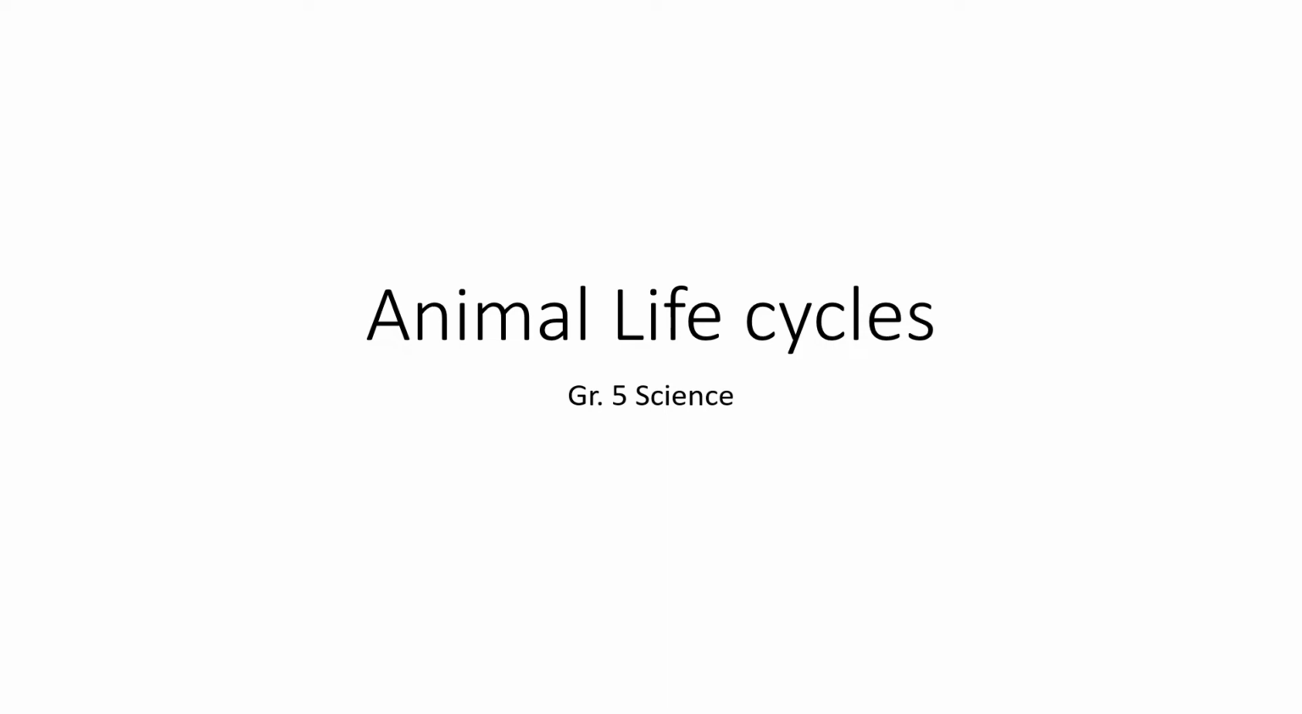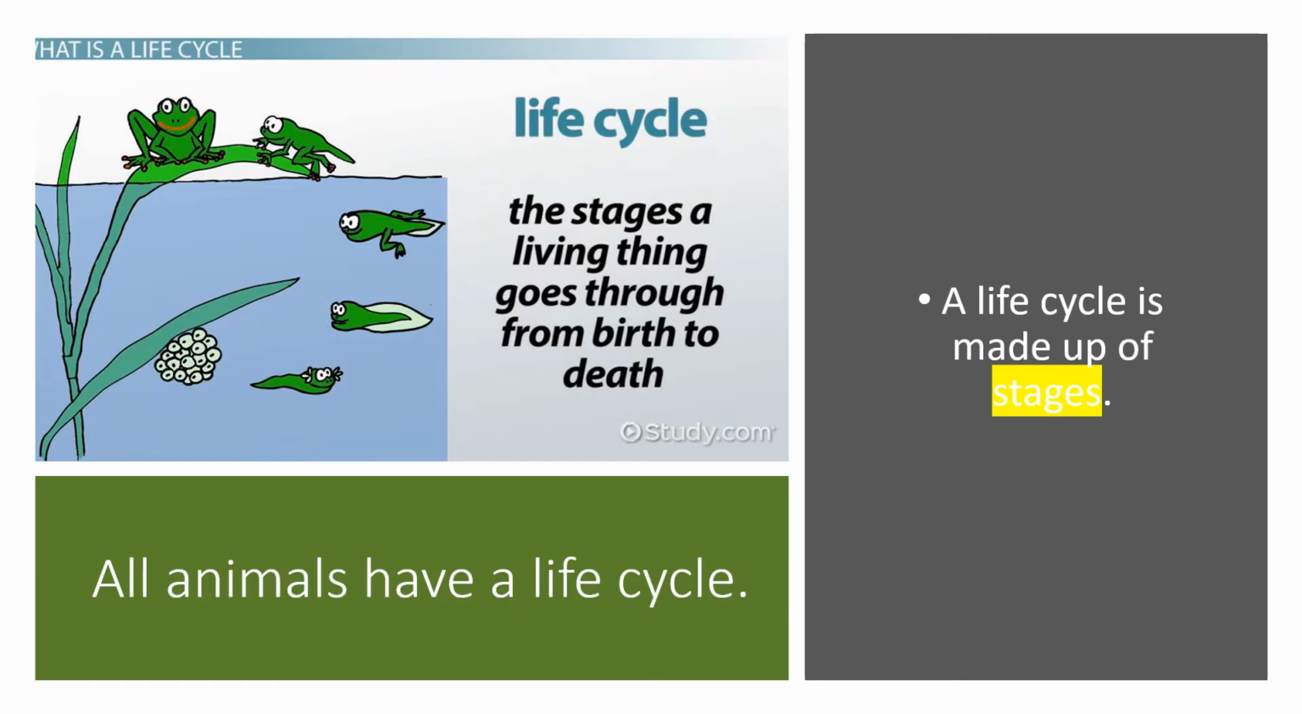Hi, grade 5. Today's lesson is about animal life cycles, so please pay attention. As we know, all living things grow and reproduce, and so of course, all animals need to have a life cycle. What is a life cycle made up of? It's made up of stages. So the stages that a living thing goes through from birth to death or throughout its entire life is called a life cycle.